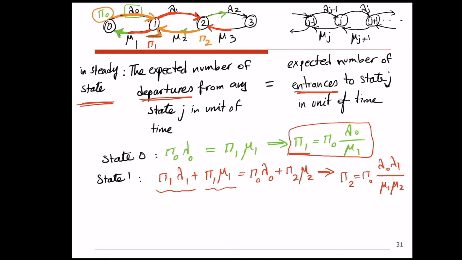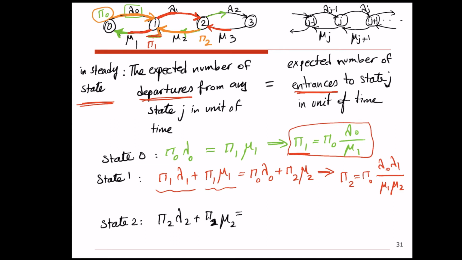Let's see what happens if I write this equation for state 2. For state 2, the rate of departures from state 2 is basically: if I'm at state 2, I leave with the rate of lambda 2, or I'm at state 2 and I leave with the rate of mu 2, and this equals the average number of entrances to state 2.